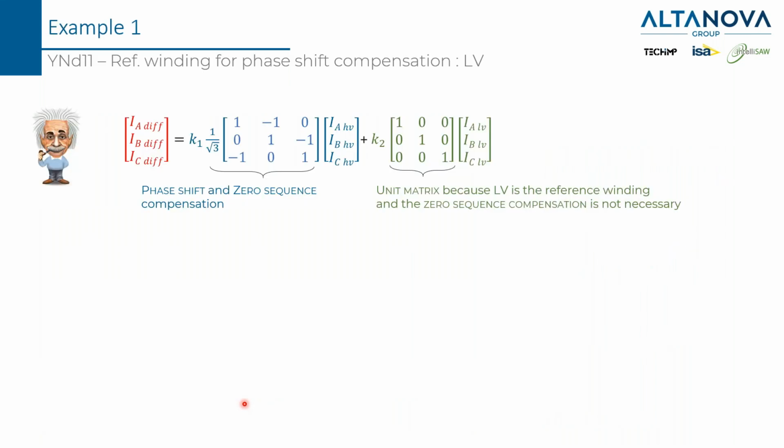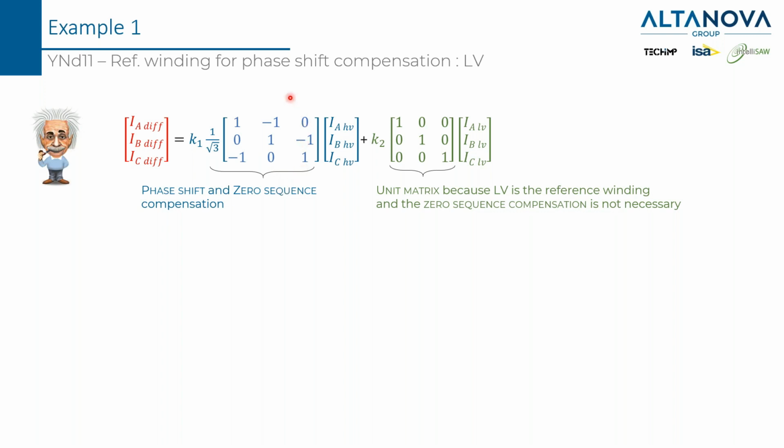Now we are trying to demonstrate that these matrices are applying a phase rotation. We will not demonstrate that these also remove the zero sequence. You can find this demonstration easily on the web. So in order not to make this explanation too heavy, I decided only to demonstrate that this matrix is doing a phase rotation.